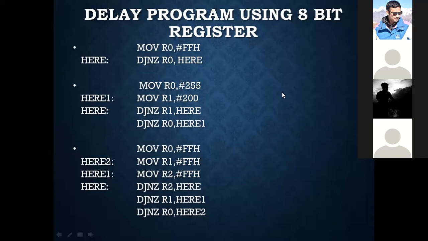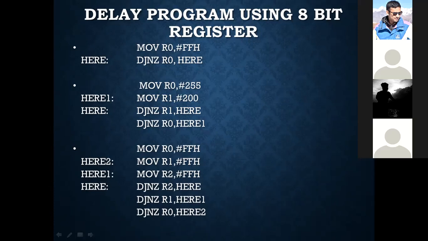So 255 times it will rotate. This DJNZ is the loop, only this loop will continue 255 times, because once this is loaded, this instruction will not be repeated. Understood or not? Yes, sir. So the first instruction is always constant. Yes, because no labeling has been done on the first instruction. Only R0 is loaded with immediate data, that is FF.